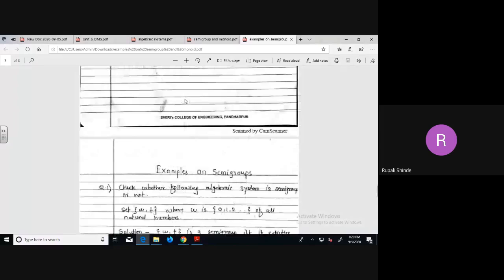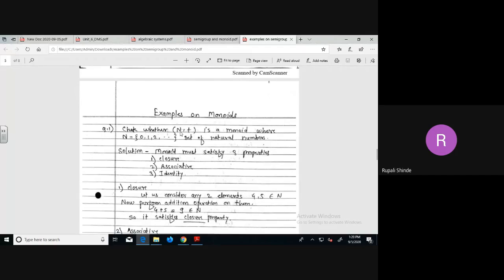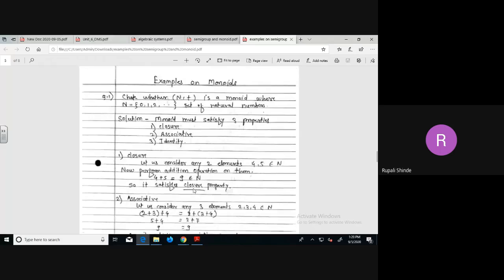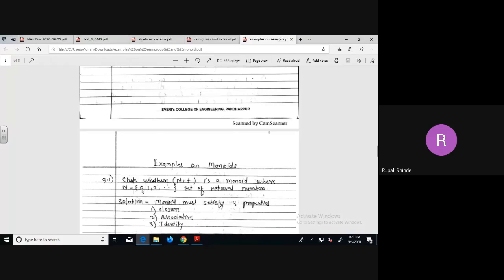Now we have to solve some examples based on monoid. We have already seen what properties are required for monoids, that is closure, associativity and identity. Here the example is given: check whether N plus is a monoid, where N is equal to the set.